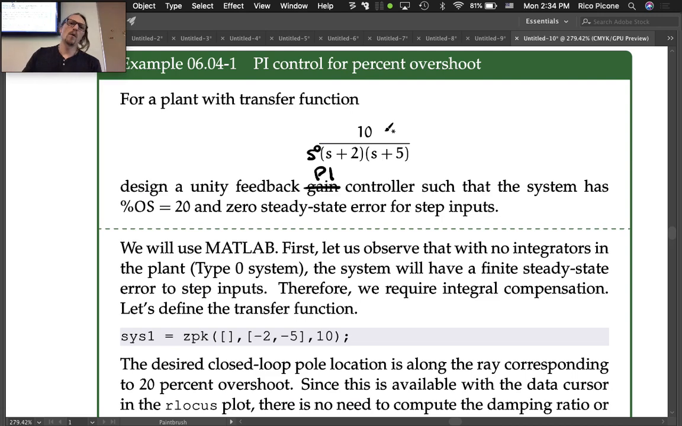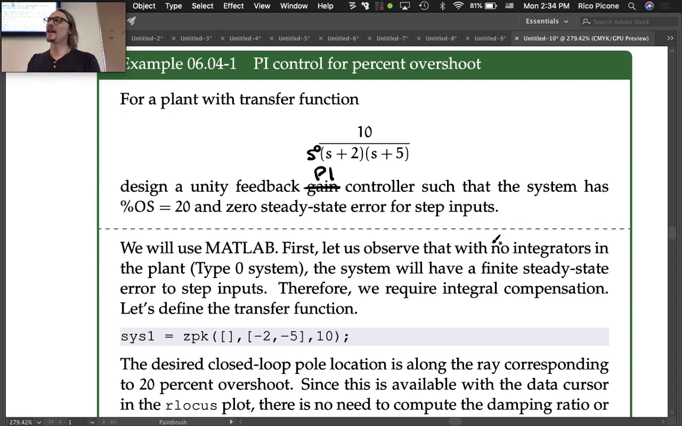So if you were to go back to that table, you would see that a type 0 system has finite steady state error for a step command, and you know that we've got 0 steady state error as our requirement. We need to include an integrator in our controller. If you include an integrator, you'll be a type 1 system. And if you look up in that table, you'll see that a type 1 system with a step command gives you 0 steady state error, and you'll be good to go.